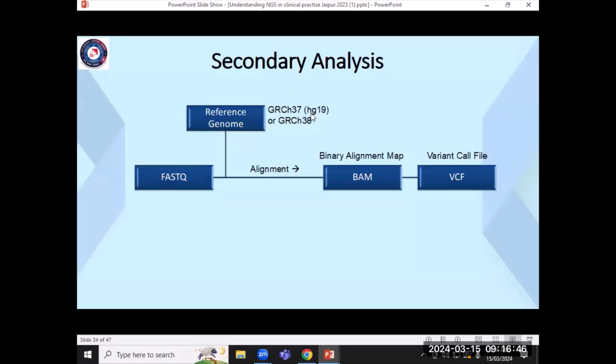So this is GRCh37, hg19 or GRCh38. Based on these, you will align your data. This is the reference genome, to which universally all the sequencing data is referred.